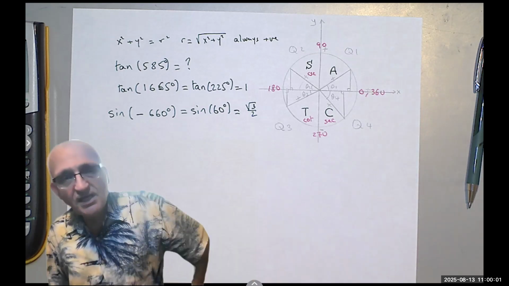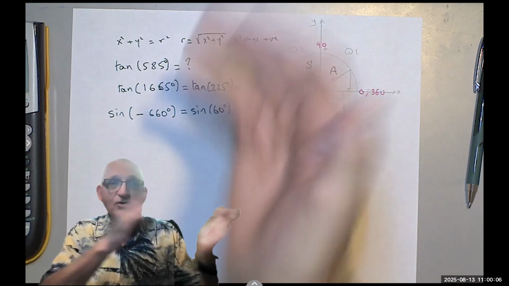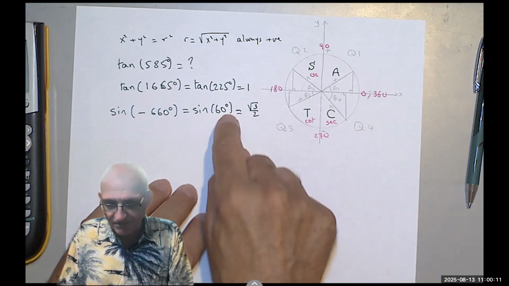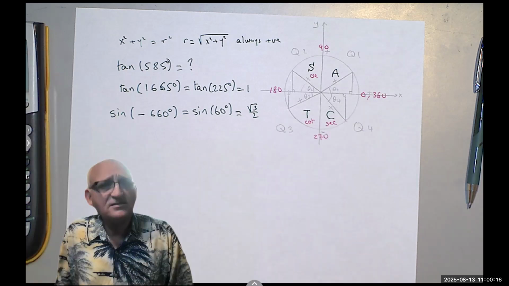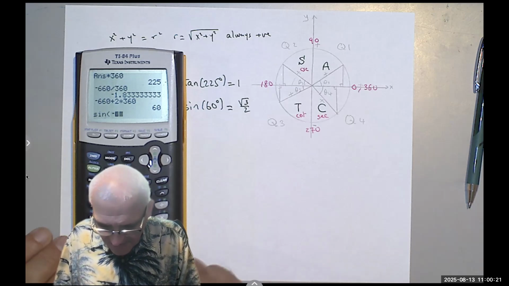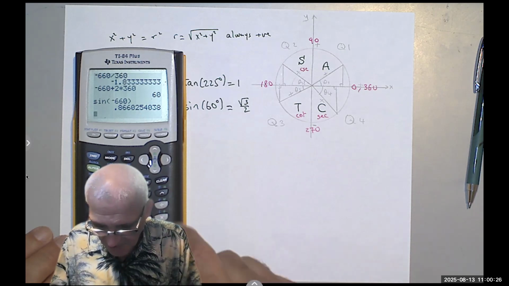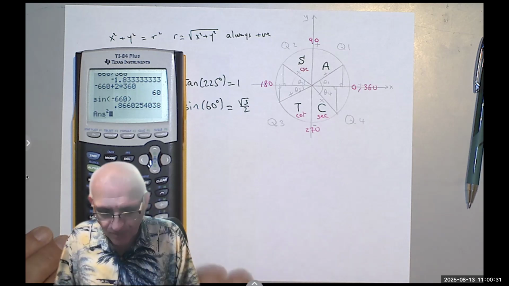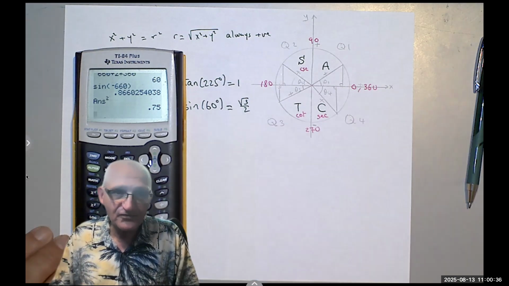So whether we give you an angle between 0 and 360, above 360, or a negative angle, you can always find if the number you end up with is like 30, 45, or 60. If not, then use your calculator. I can say sine negative 660, and I get this number, which is root 3 over 2. Okay, so if you square it, it would be 3/4 or 0.75. Yeah, because root 3 over 2, when you square it, you get 3 over 4.